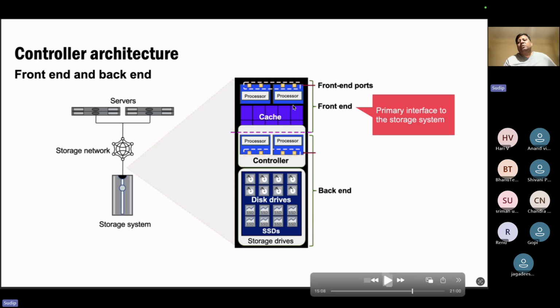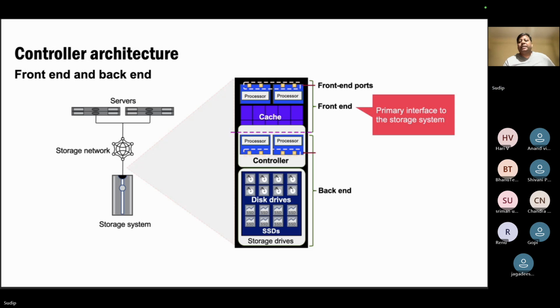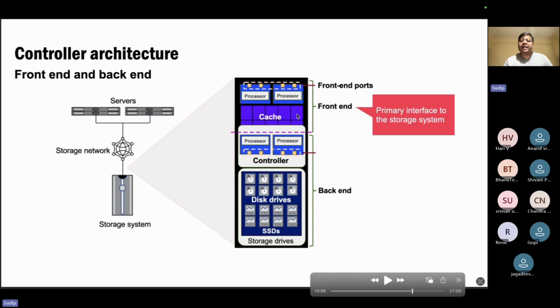Now, all the data traffic that is coming into the front end port, to handle that data traffic, there will be some dedicated processors. These are called front end processors. And the actual hot data which the users and servers are reading or writing will first come and land in this cache. Some people call it cache, but in my experience, the right pronunciation of this word is cache.